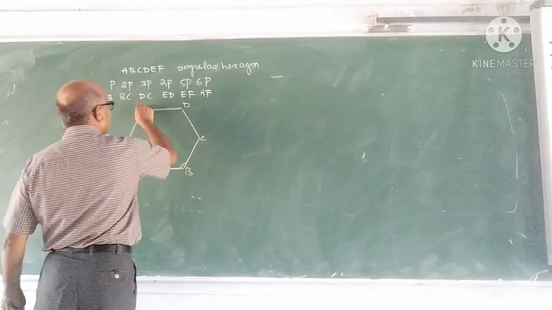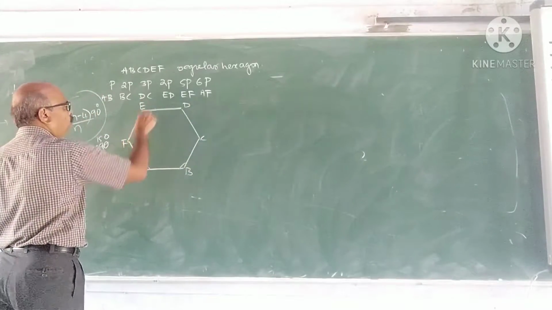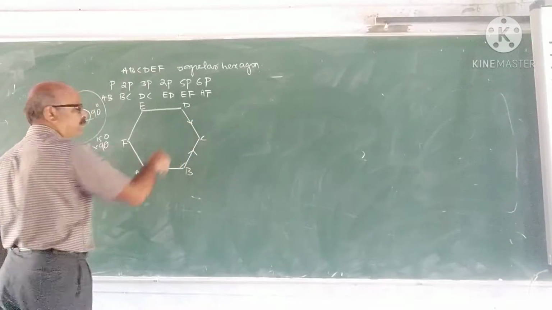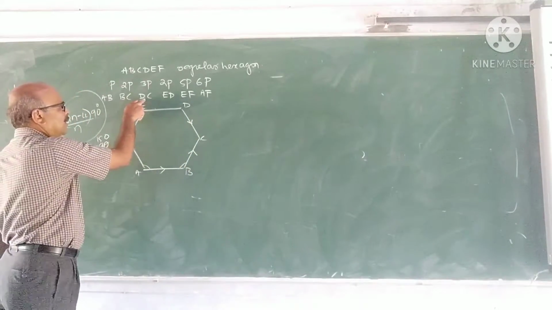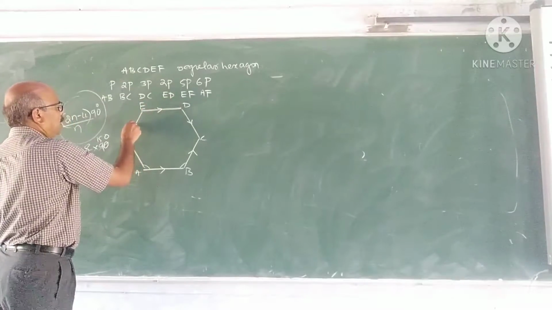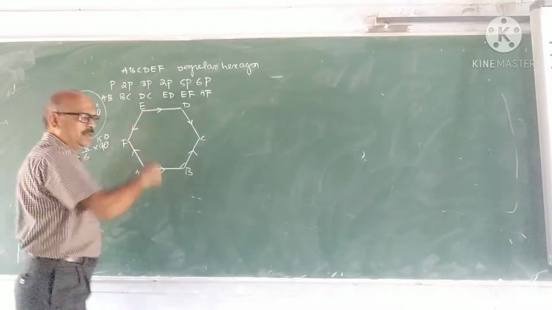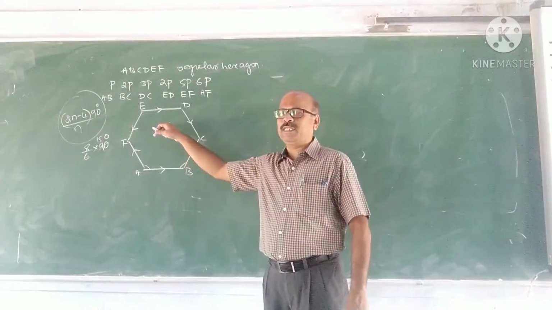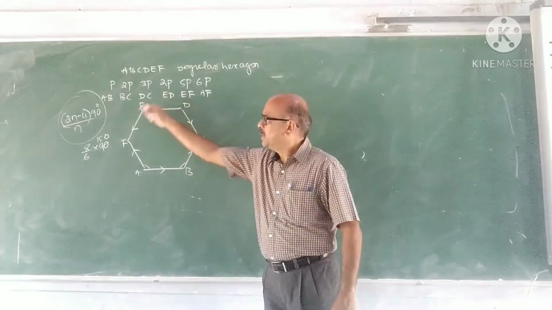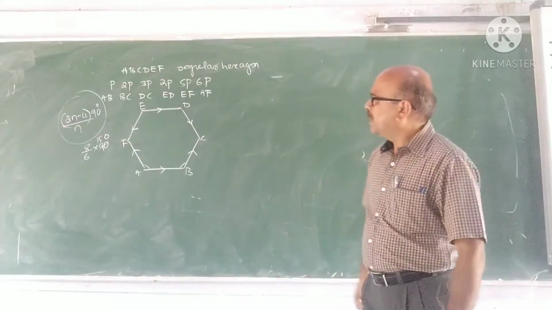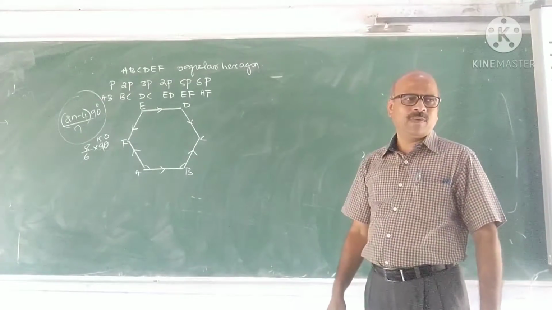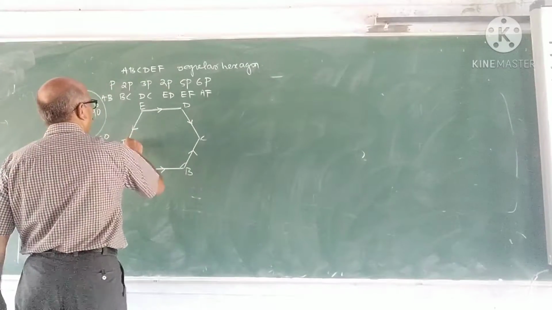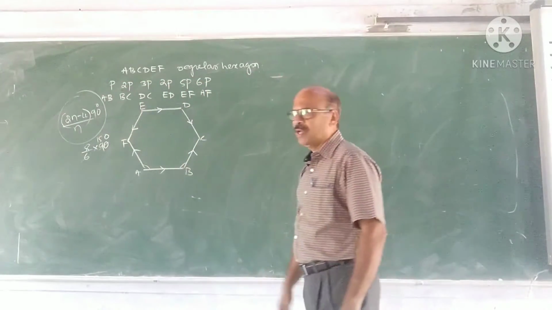Take ABCDEF as a regular hexagon. The forces are along AB, BC, DC, ED, EF and AF. Direction is important; you have to take the forces in the given direction. So AB, BC, DC, ED, EF and AF are the forces, and you have to prove that these 6 forces form a couple.